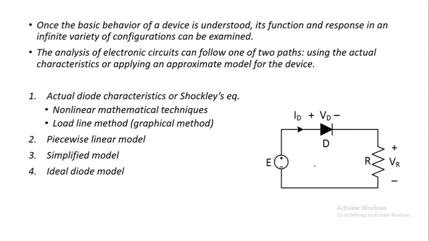For example, if you have this kind of circuit, which is maybe the simplest one, where we have a resistor, a diode, and a voltage source. If you want to solve this circuit, that means if you want to find the voltage across this resistor, the voltage across the diode, and the current through this series network, you can follow either the actual characteristic curve or Shockley's equation, or you can follow some simplified model or approximate model.